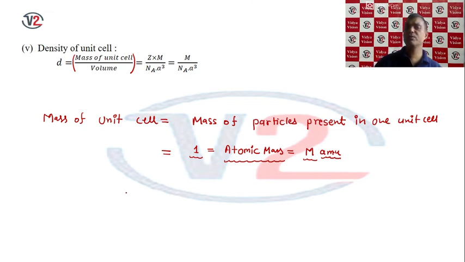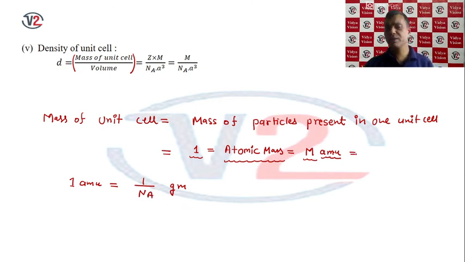So if we want to convert the mass into grams, how can we convert? If we want to convert 1 AMU into grams, then it will be equal to 1 upon Na gram. So the mass of the unit cell in grams can be represented by m upon Na gram. So this is the mass of one unit cell in grams. Is it clear?